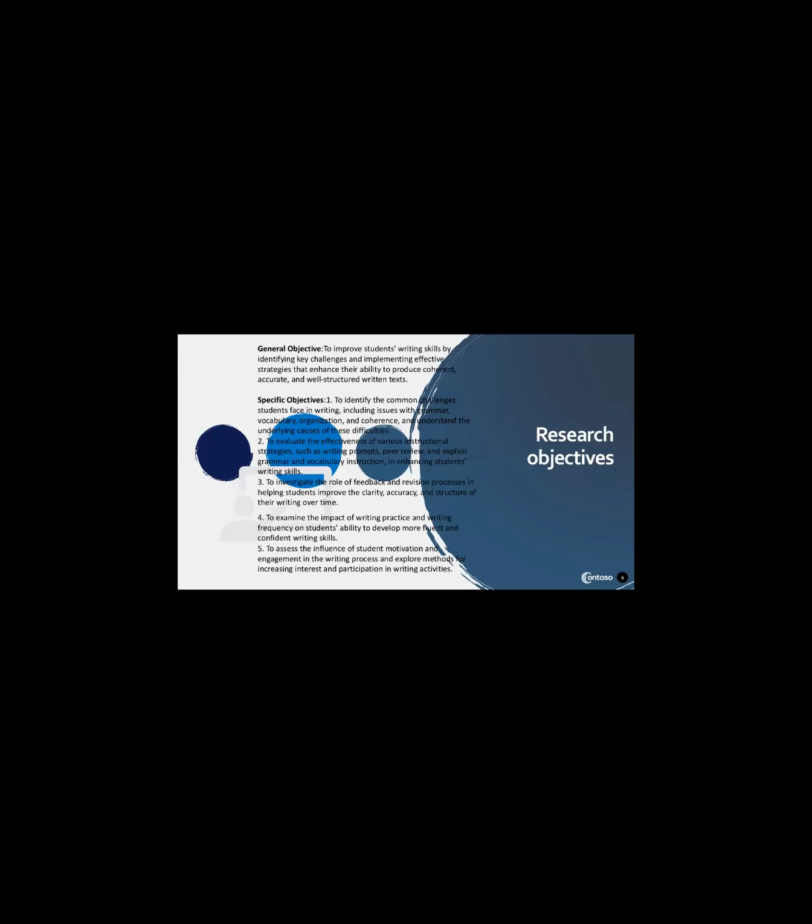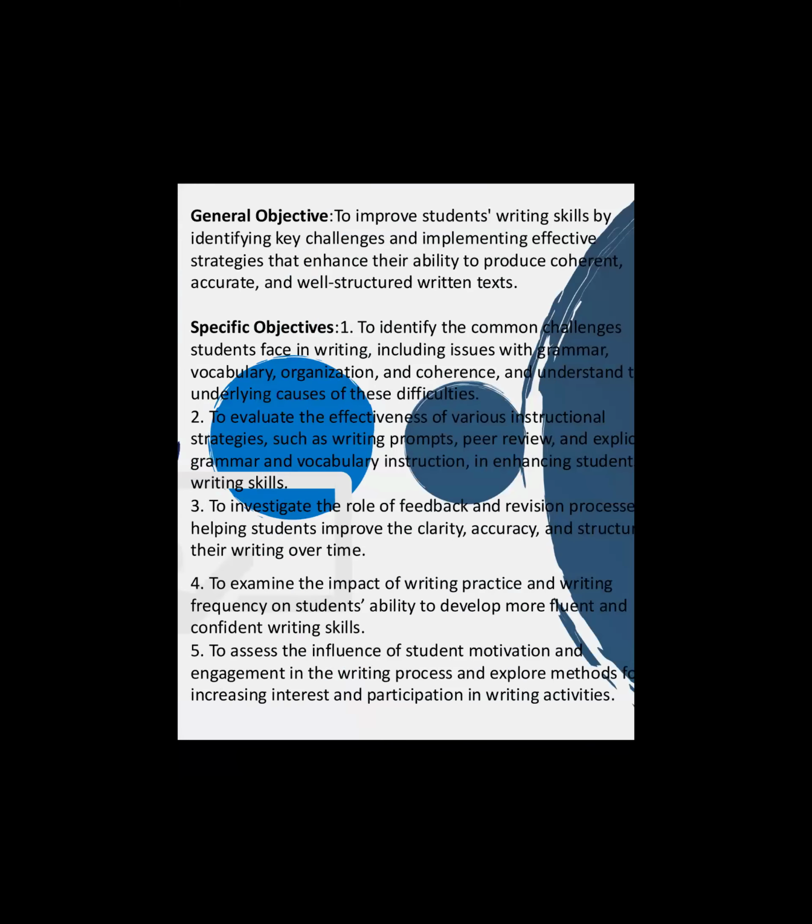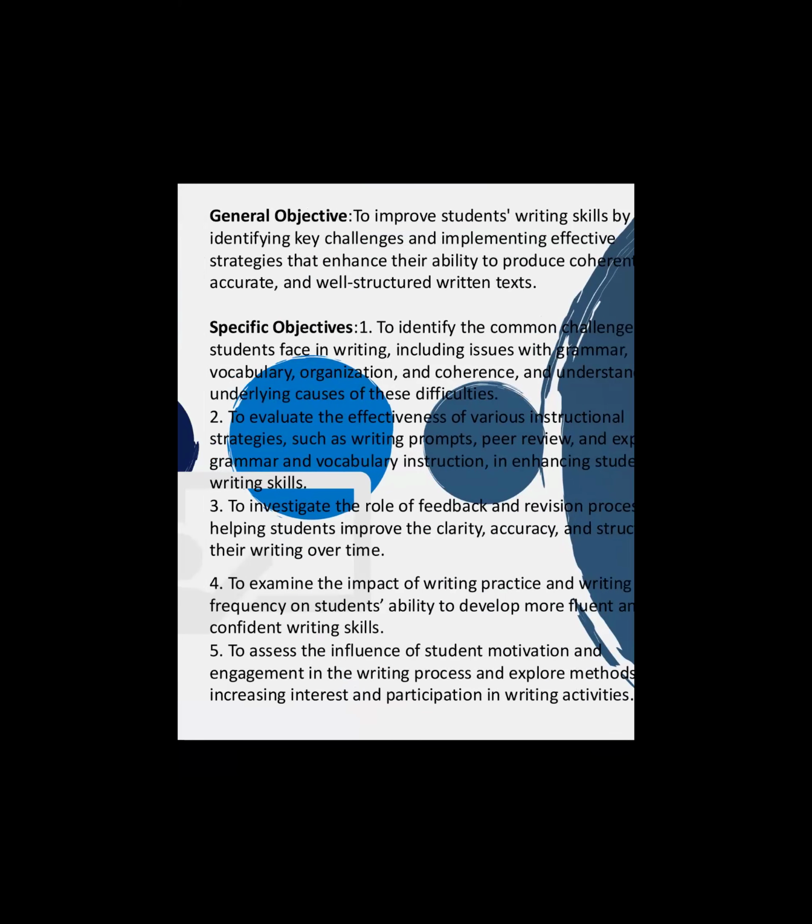And the objectives. The general objective is to improve students' writing skills by identifying key challenges and implementing effective strategies that enhance their ability to produce coherent, accurate, and well-structured written texts. My specific objectives are to identify the common challenges students face in writing, including issues with grammar, vocabulary, organization, and coherence, and understand the underlying causes of these difficulties.